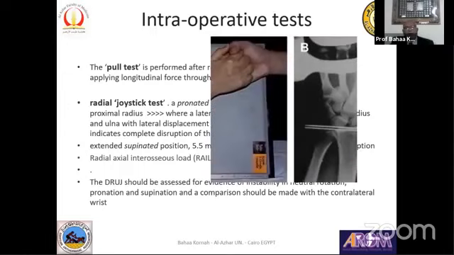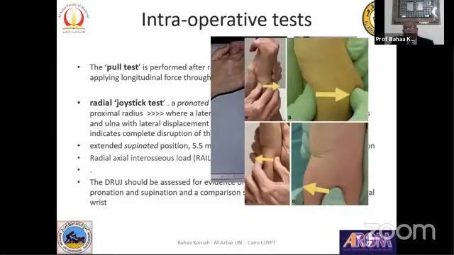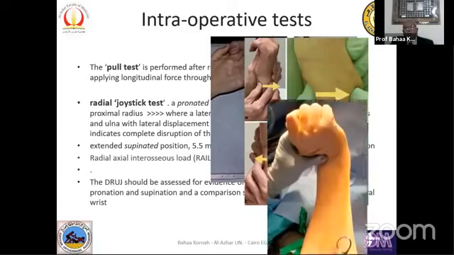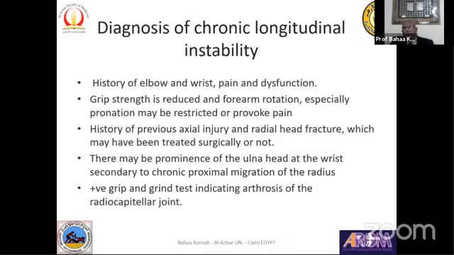This is an example of a pull test. And this is an example of examination of the distal radio-ulnar joint in supination and pronation, and there is an abnormal movement. And this is what we call the radial axial compression interosseous loading test during surgery, and you will see there an abnormal movement of the radius in relation to the ulna.